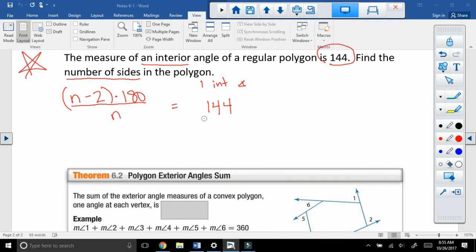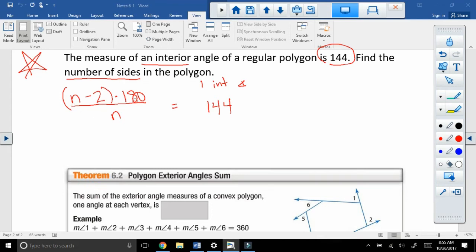And I really don't want you just guessing and checking and plugging things in. I'd rather you actually know how to solve this. If it were going to be like 40 sides, you wouldn't be guessing and checking all day. So we can use algebra to solve this for n. And once you get past the first step, the rest of it's pretty easy.